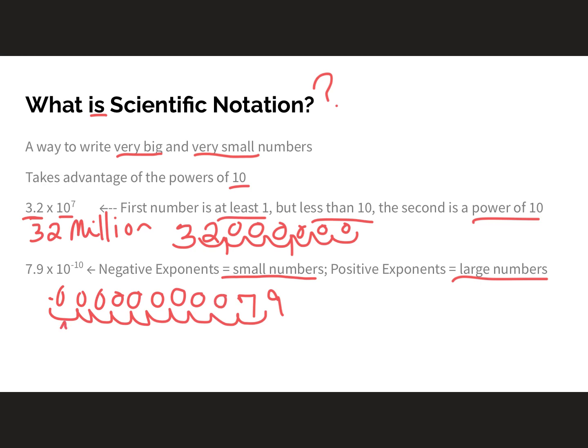So this is tenths, hundredths, thousandths, ten-thousandths, hundred-thousandths, millionths, ten-millionths, hundred-millionths, billionths, ten-billionths, hundred-billionths. So this is 7,900 billionths. It's a very, very, very small number.